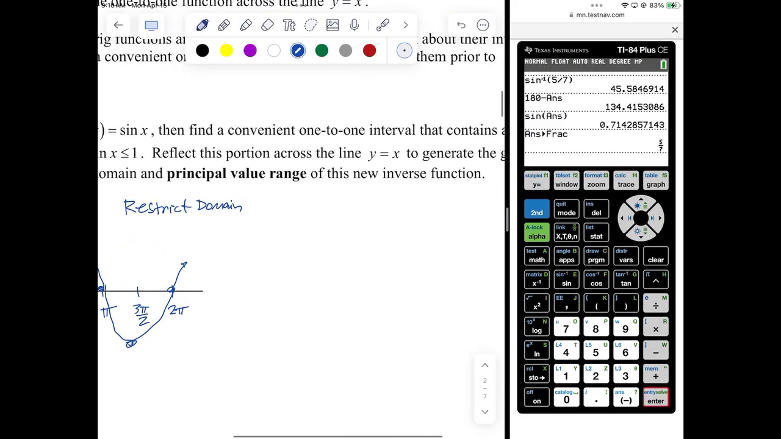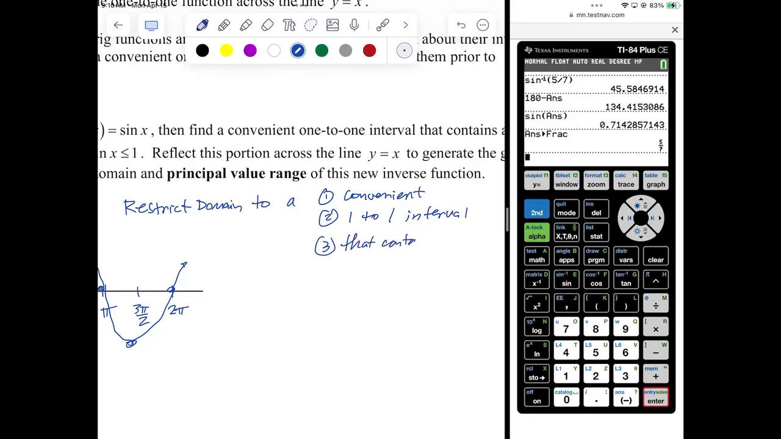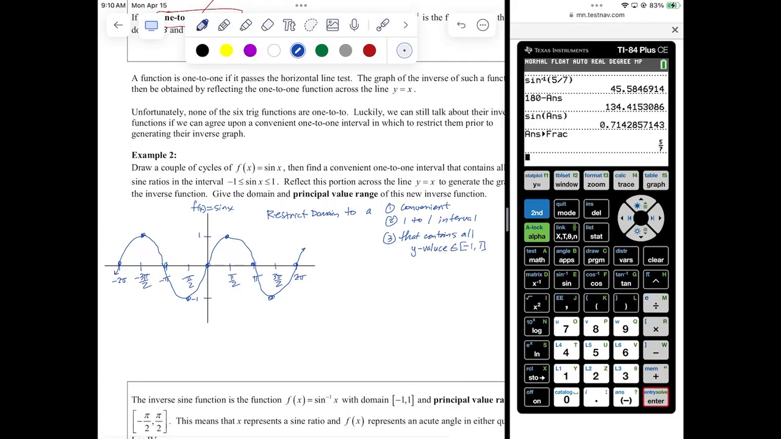And here's the thing. We have to restrict the domain to a number one, convenient. Number two, one-to-one interval. And number three, that contains all the y values from -1 to 1. Whoa, that's kind of a big task, right? I want to find a convenient one-to-one interval that includes all of the y values from -1 to 1. If it doesn't include the entire range, then it's not worth looking at.